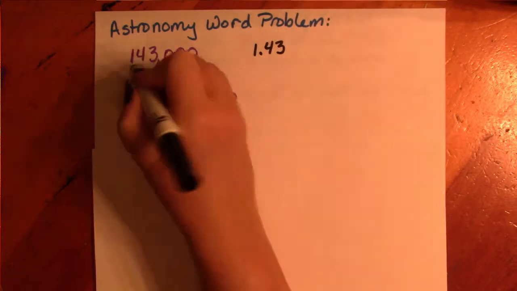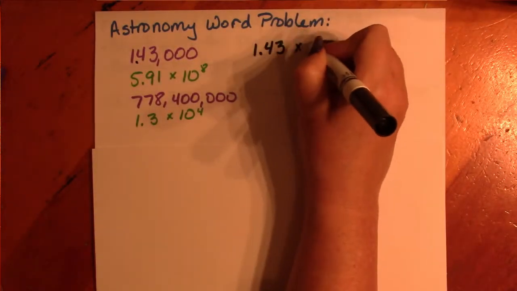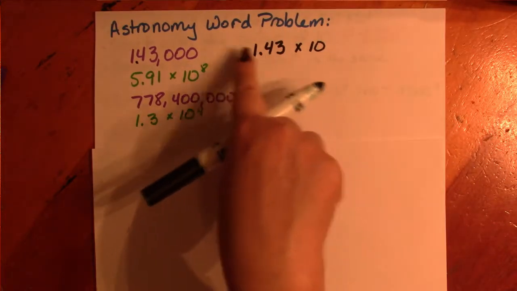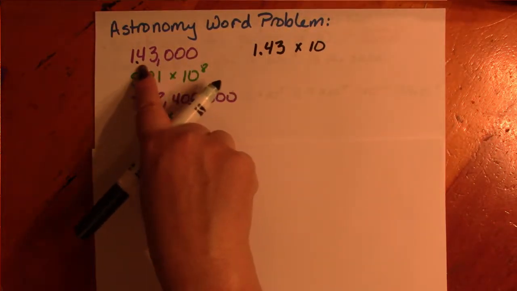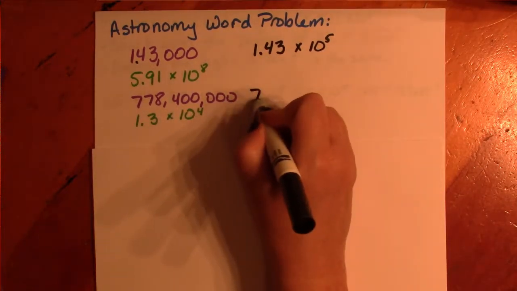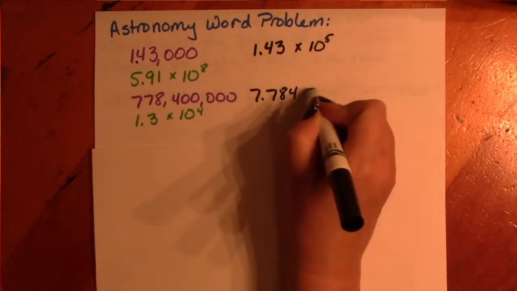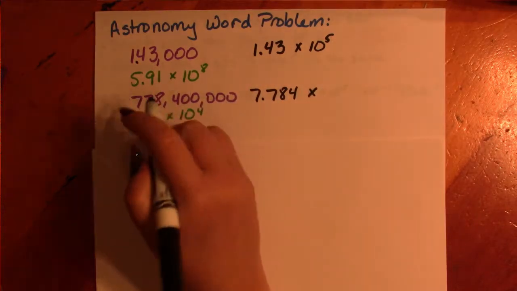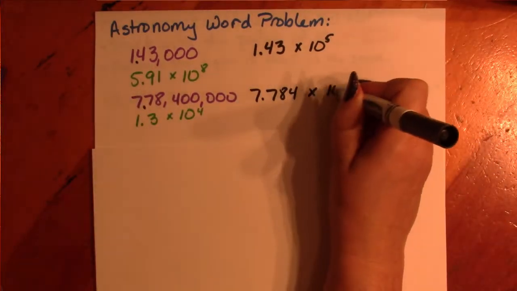This is 1.43. So I want my decimal there, and it's going to be times 10, and this is small. I have to make it bigger like this, and we moved it 5 times. Similarly, 7.784 times 10 to the 8th.